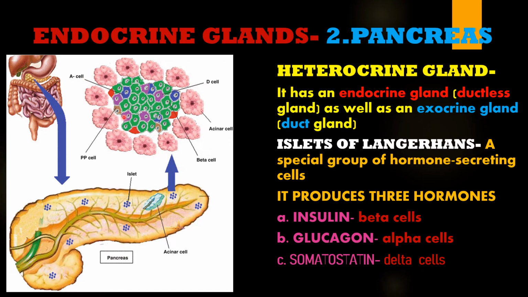Another one, somatostatin. Somatostatin is another hormone produced from delta cells. Delta cells produce somatostatin, alpha cells produce glucagon, beta cells produce insulin. But in your syllabus this somatostatin is not there, only two hormones you have to study.